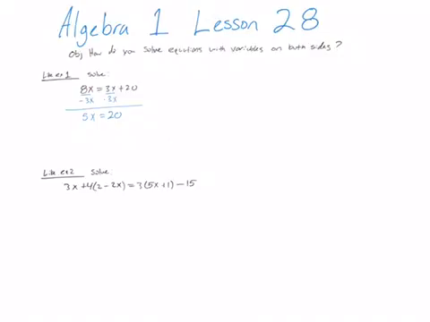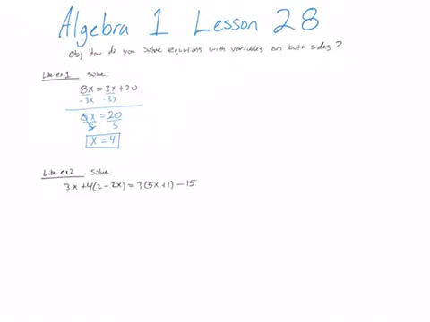Now we're at a place that we already know about, so 5 times x, so the opposite operation is going to be dividing by 5. These become 1. So I'm going to have 1 times x, or simply x, is equal to 20 divided by 5, which is 4. So the answer there is going to be x is equal to 4.